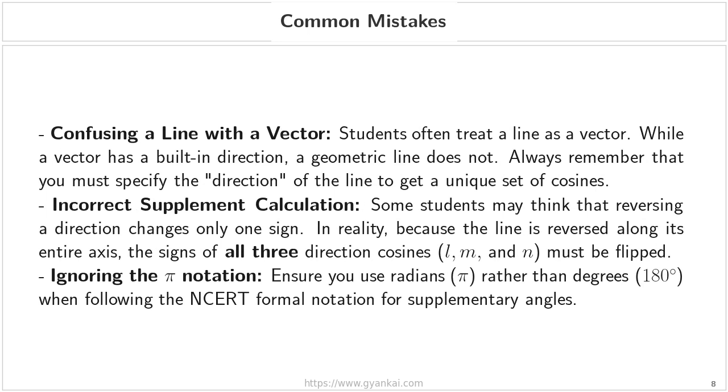Finally, a small but important note on notation. When you are calculating these supplementary angles, please ensure you use radians, specifically using the pi notation, rather than using degrees like 180 degrees. To stay consistent with the formal NCERT notation and mathematical standards, always stick to pi minus alpha, pi minus beta, and pi minus gamma.